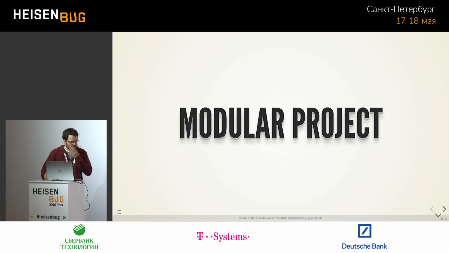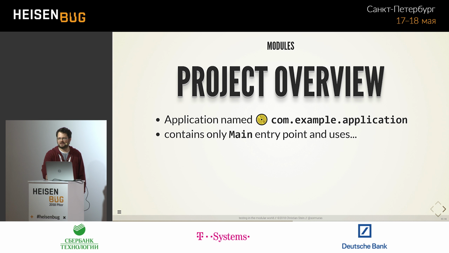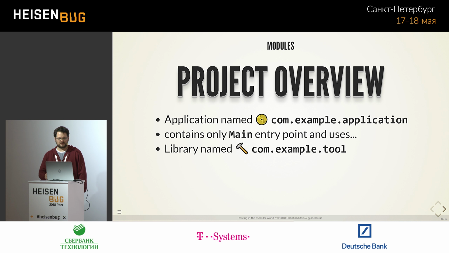So we need something to test, so let's write a modular project. We have an application, a module named example application. It only contains one single class, namely Main. It's our entry point. It does nothing. I don't show the code because it's really a one-liner. But more interesting, it uses a library we develop at the same time. It's under our control.